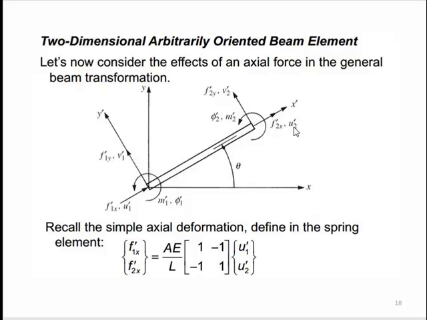Okay, so if you recall, the simple axial deformation defined in the spring element or the bar element was this one: f1 x prime, f2 x prime is equal to AE over L times the matrix [1 -1; -1 1], times u1 prime and u2 prime. So this is nothing new. This is from the bar element or from the spring element.